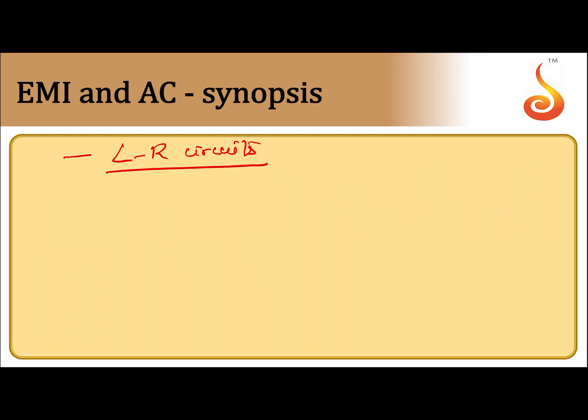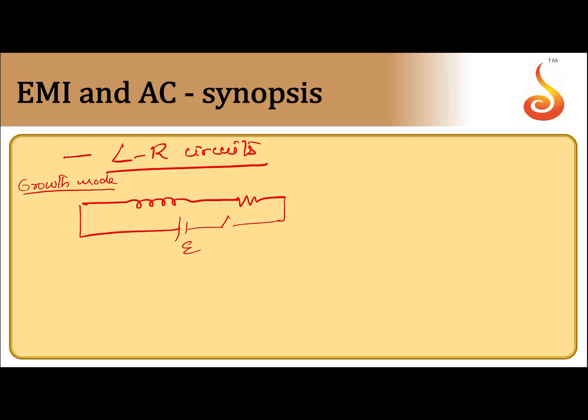inductor and resistor circuits. Let us consider an inductor and a resistor, and let's assume that you are going to establish current in the circuit. This is called growth mode. E is the source EMF, L is the inductance, and R is the resistance. So upon closing the switch, there is a current, and the parameters for the circuit are given like this. The current in the circuit is given by E by R into 1 minus e to the power of minus R by L into t.